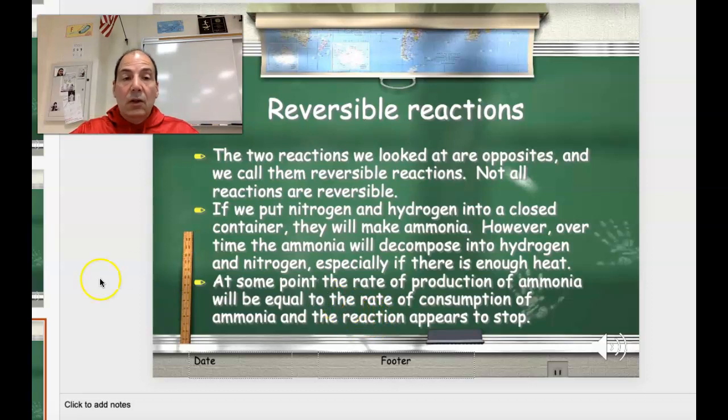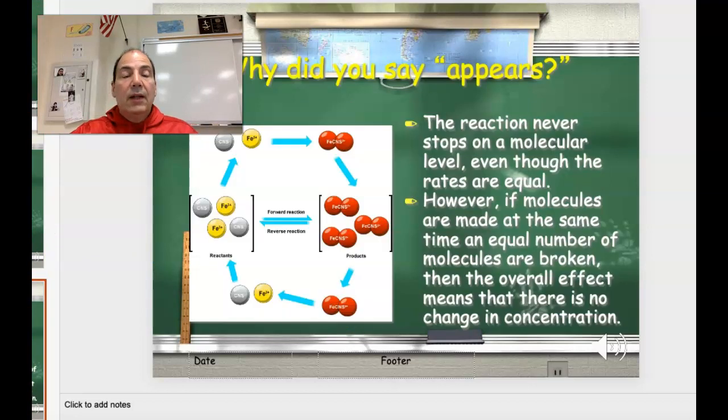It does not go to completion, which is something we've kind of assumed up until this point. Now, technically, on a molecular level, the reaction is still happening. We're still making ammonia, we're still breaking ammonia. But if molecules are being made at the same time as an equal number of molecules are being broken, then effectively there's no change. The reaction has ended.